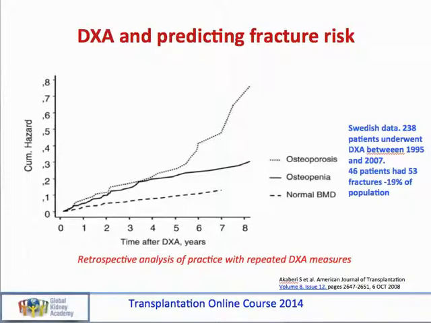And what you see is, if you look at the risk of fracture, if you have normal bone mineral density, the risk of fracture is relatively lower than if you've got osteoporosis as compared to osteopenia. And so this is really the basis of any recommendation to do DEXA routinely, is really based on this data.